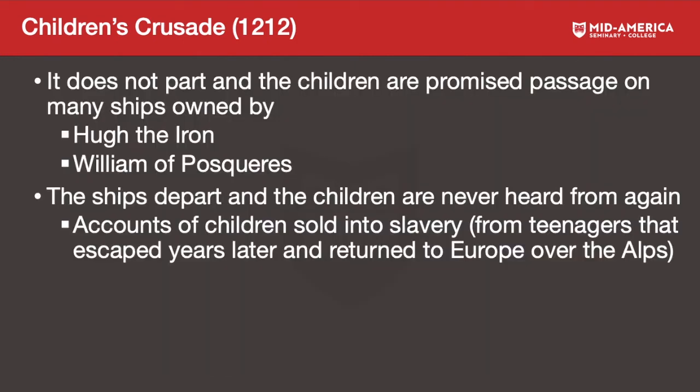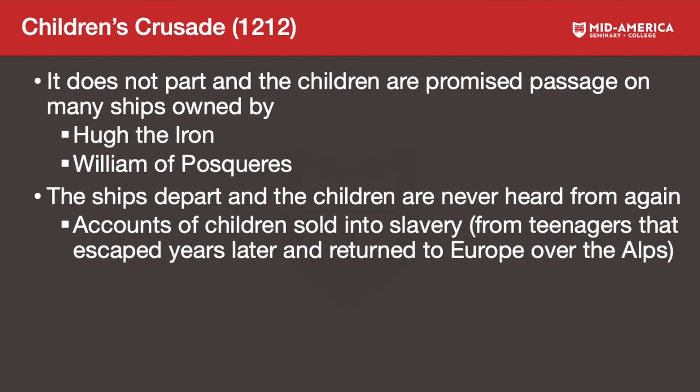and the children were then looking for a way to get there, and they were promised passage on many ships that were owned by these two guys, Hugh the Iron and William of Porcus. These two guys said, we'll take you down there to the Holy Land, and the ships depart with all the children, and the children are never heard from again.